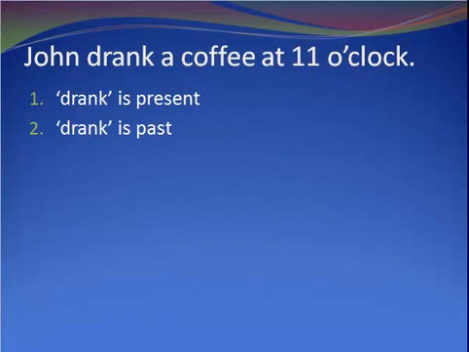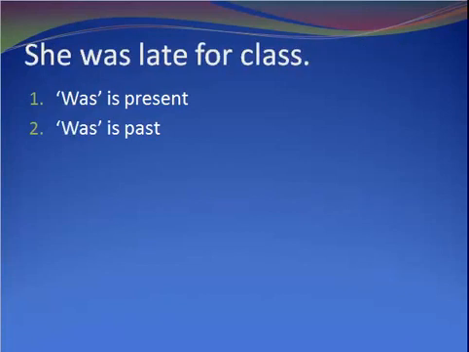John drank a coffee at 11 o'clock. So could you say every day this happens, John drank a coffee at 11 o'clock? Well, that doesn't work, so if you try yesterday, that works. Yesterday John drank a coffee at 11 o'clock, so drank must be past. She was late for class. Every day this happens, or this is the case, she was late for class. Well, no, that's not that it is the case. It was the case. So let's try it with yesterday. Yesterday she was late for class. That works. So was is again past.